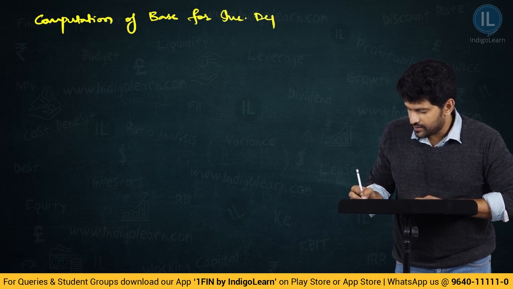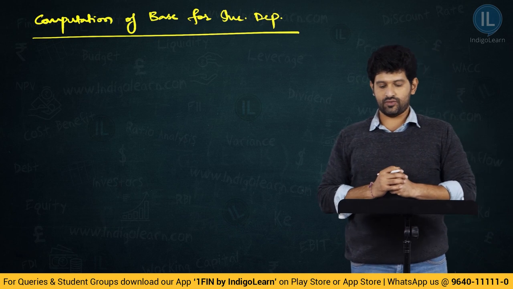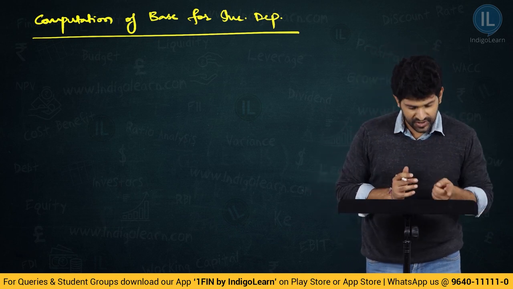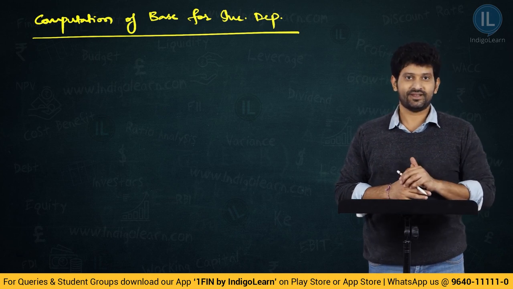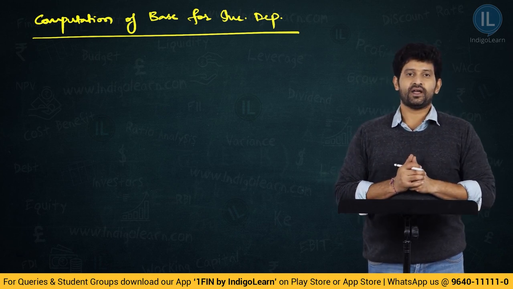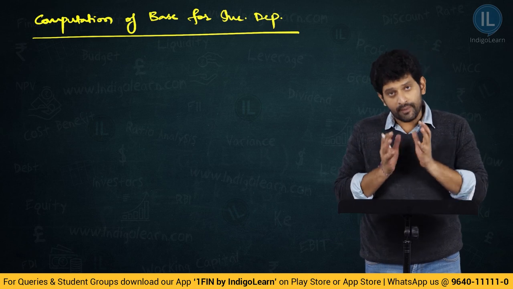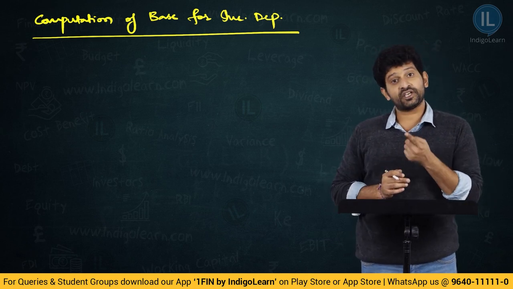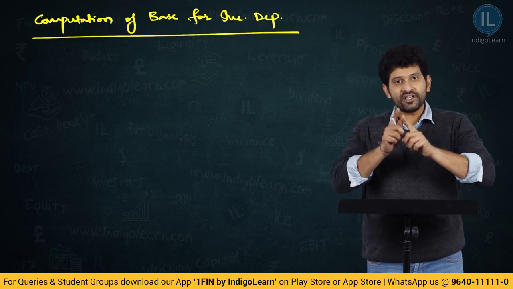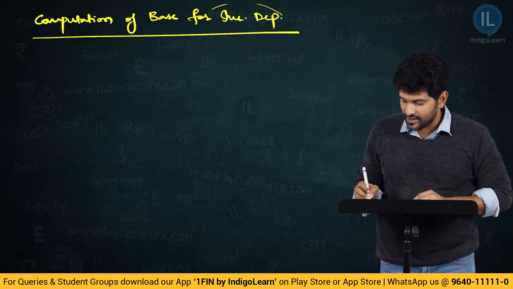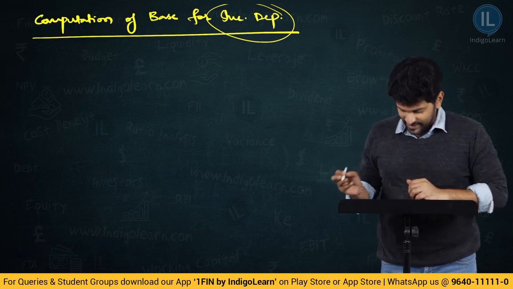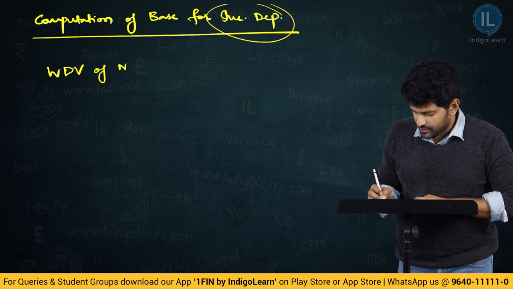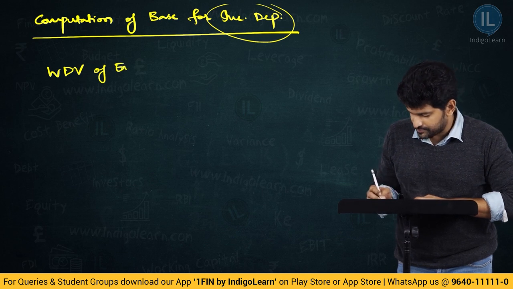Therefore, computation of base for incremental depreciation. Now, what do I mean by base for incremental depreciation? Friends, the question clearly said there is a block with such assets. Therefore, we should now compute what is the WDV of the existing machine, what is the base for depreciation of the new machine. The difference will be the base for incremental depreciation. Let's write down WDV of existing machine.